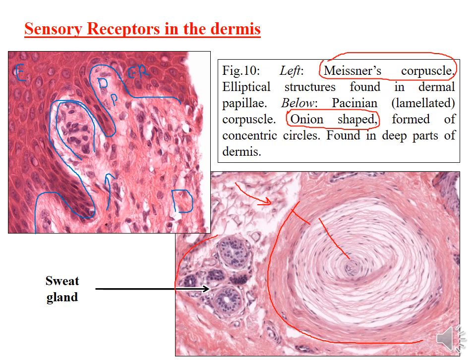Here on the slide we can also see some sweat glands. The darker structures are the ducts, and the lighter structures are the secretory portion. So these are ducts, and these are secretory portion.